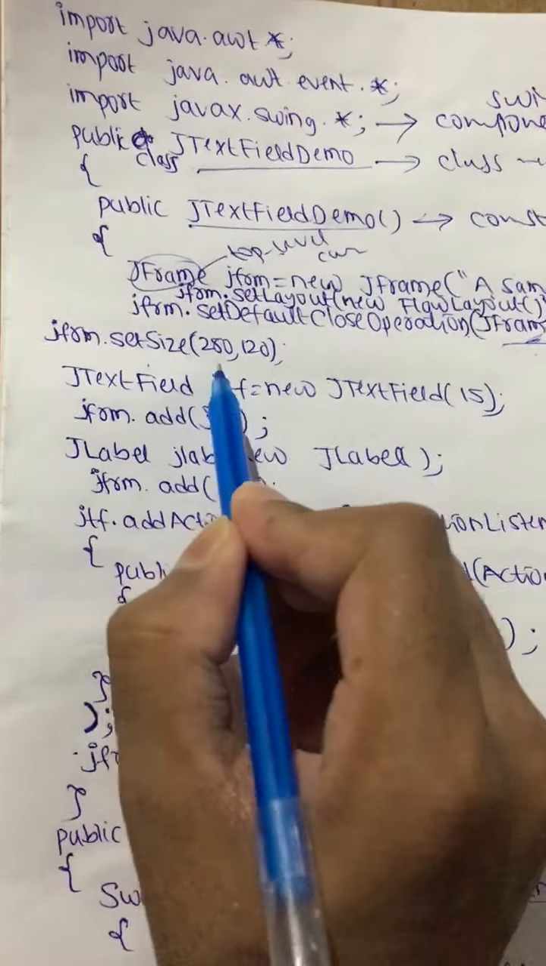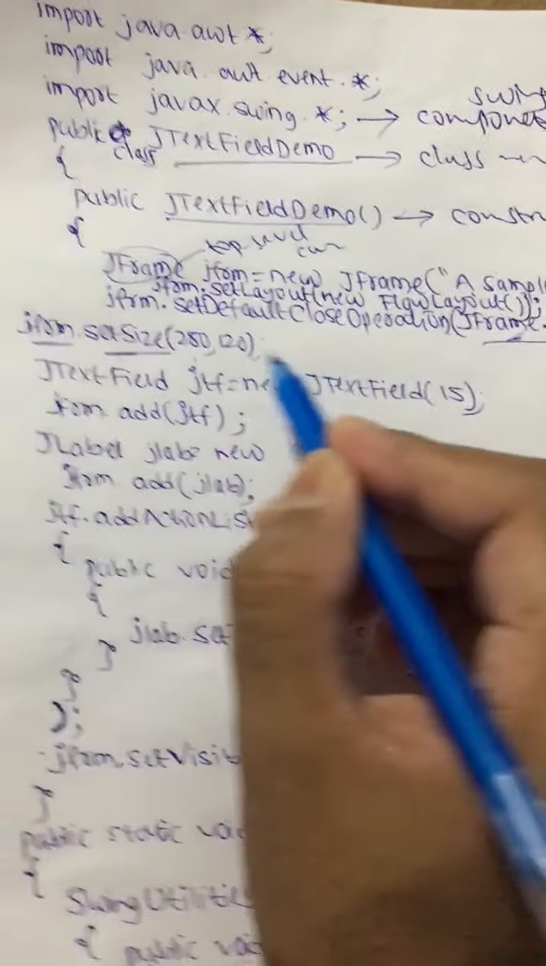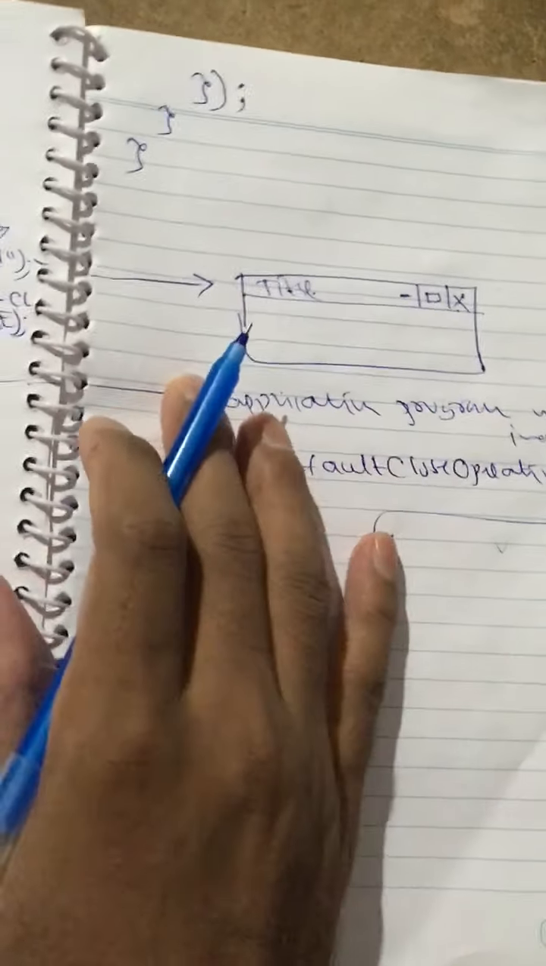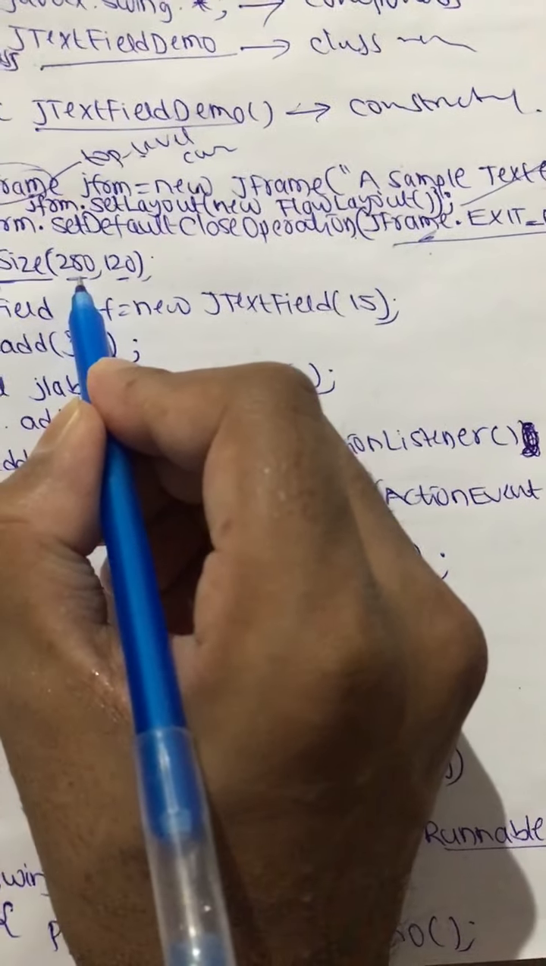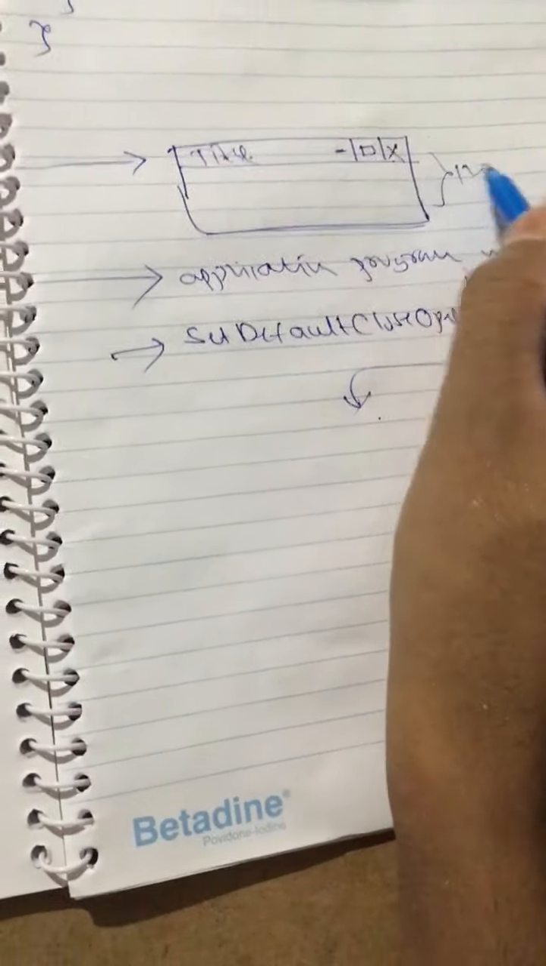jfrm.setSize(280, 120). So here we are setting the size for the frame. This is the frame window. We are setting the size: 280 and 120. So setSize has two parameters, 280 and 120. This is the width in pixels and 120 is the height in pixels. So assume that this is the 280 width and this is the 120 height.